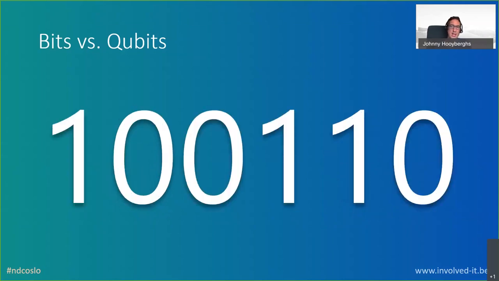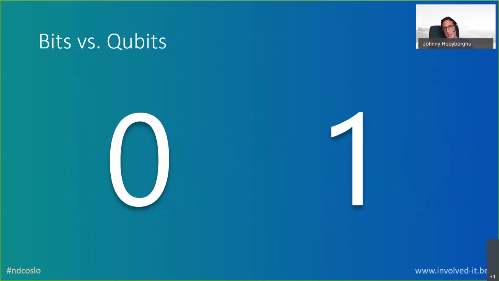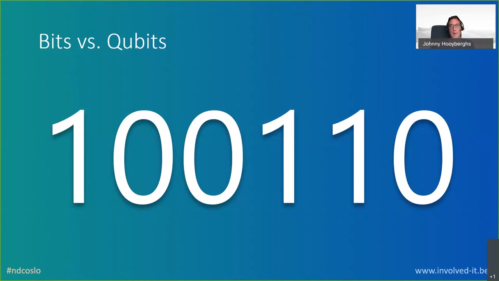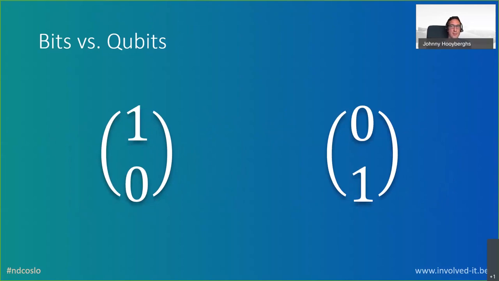By the way, on the previous slide, this one, this is actually if you combine multiple bits. So this is one bit that can be zero or one. This is multiple bits, so this is a combined state of six bits. These are the qubit states, zero on the left-hand side and one on the right-hand side.